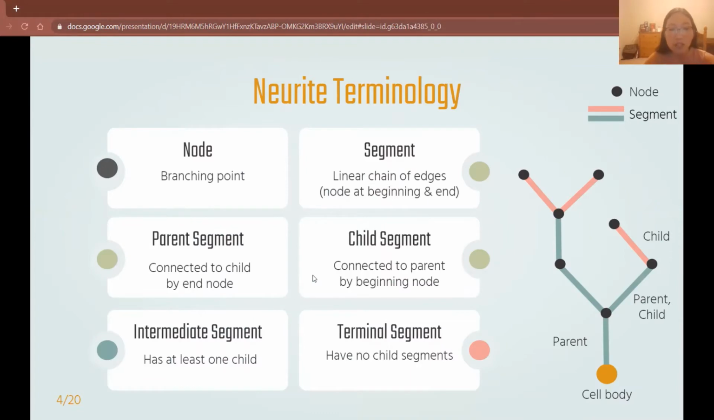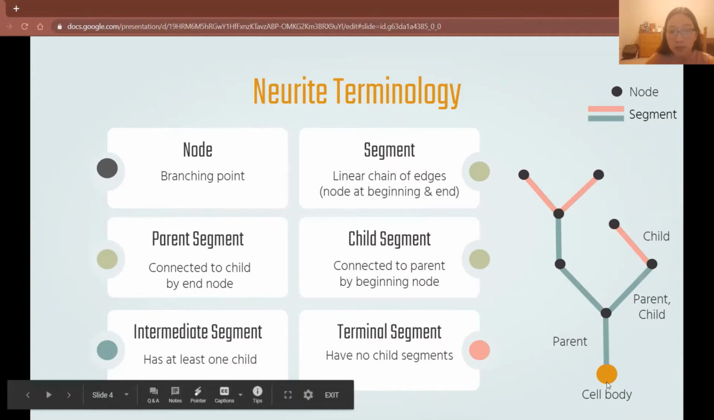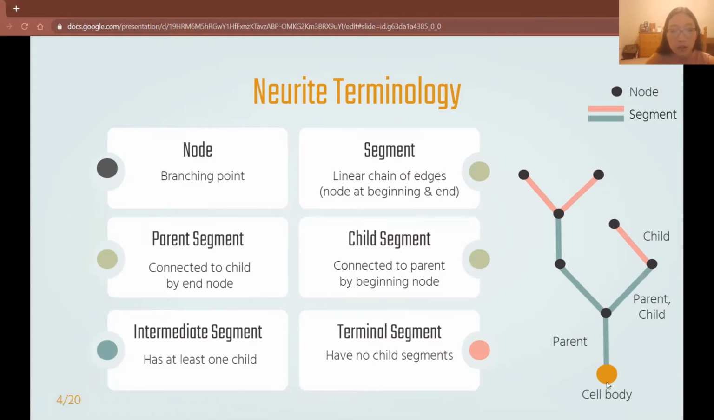The terminology we use in our lab to understand neurites is based off of graph theory. So first we start off our tree at the cell body, and then we make our way up from the neurites that grow from that cell body. A node is a branching point that connects adjacent segments, and a segment contains a node at its beginning and end.